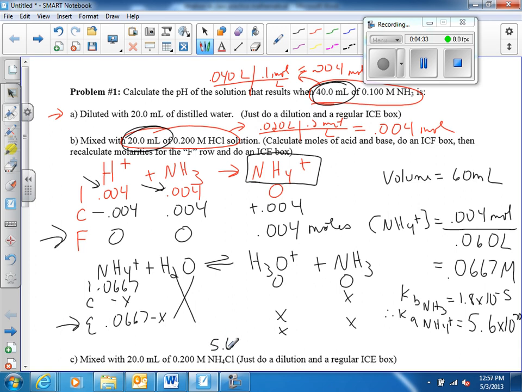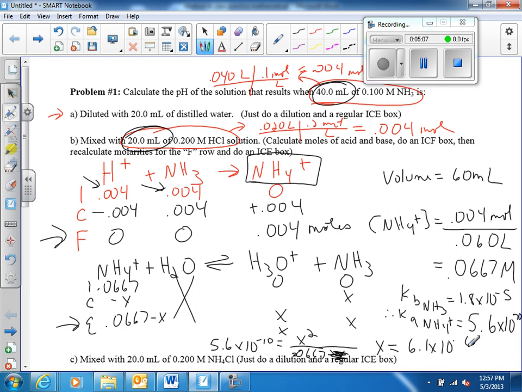So now I'll plug in my equilibrium row. And I have my Ka, 5.6 times 10 to the minus 10, equals x squared over 0.0667 minus x. And we're going to assume x is small, so we get rid of that. If we solve this equation for x, we get x equals 6.1 times 10 to the minus 6.